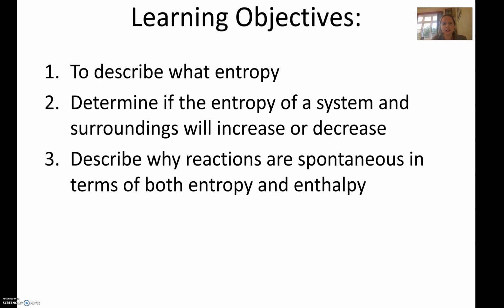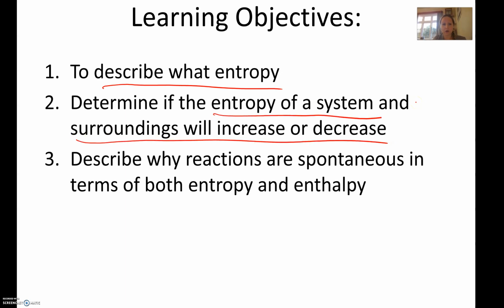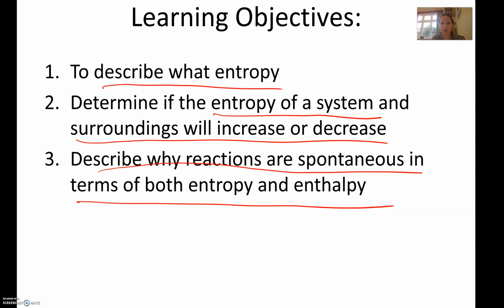So what are our learning objectives today? Our learning objectives are to describe what entropy is, to determine if the entropy of a system and surroundings will increase or decrease, and to describe why reactions are spontaneous in terms of both entropy and enthalpy. It is highly likely this will take 2 parts to this video.